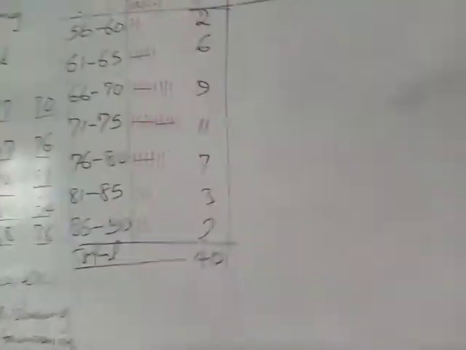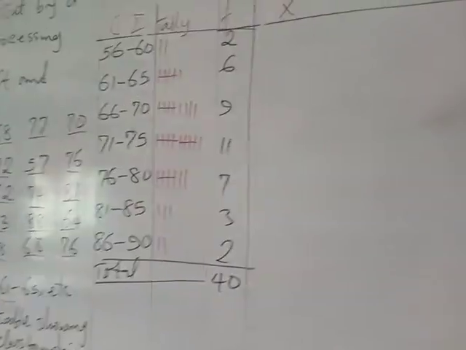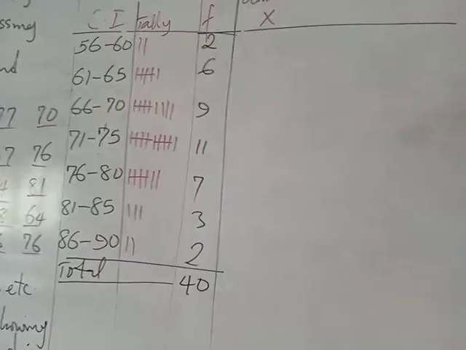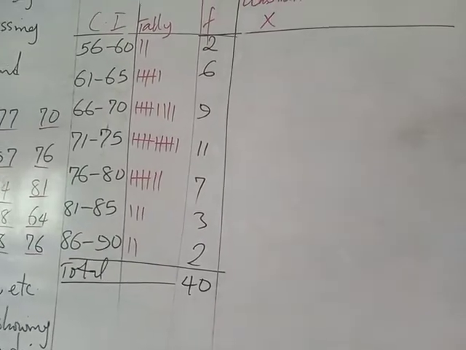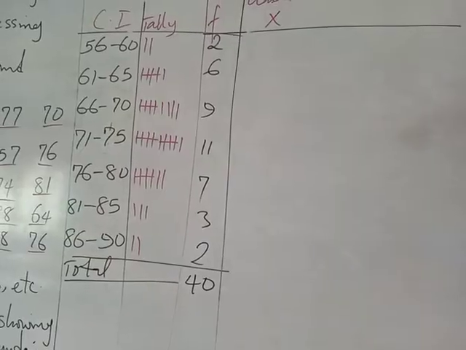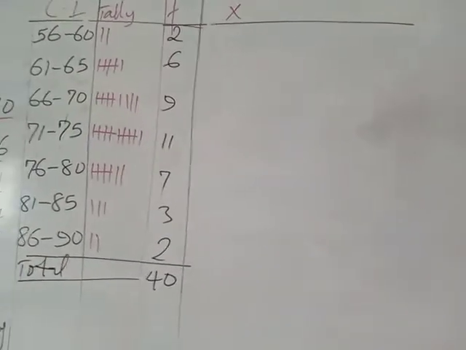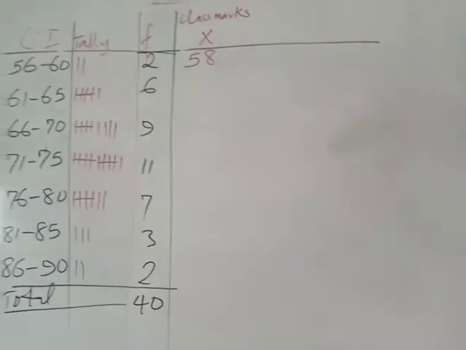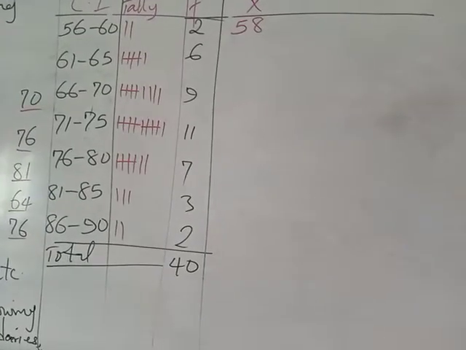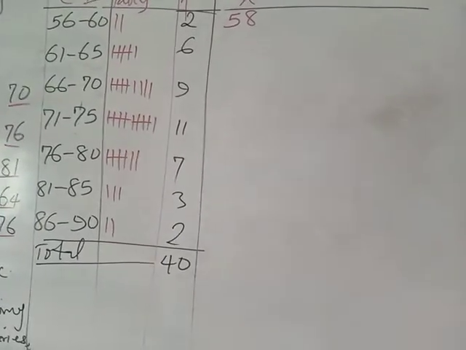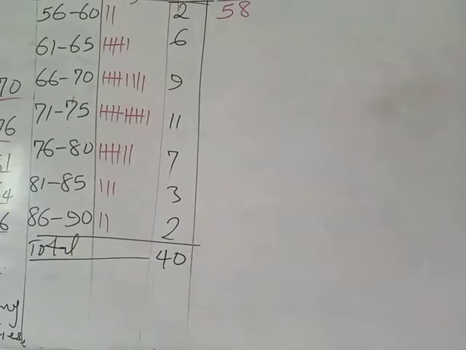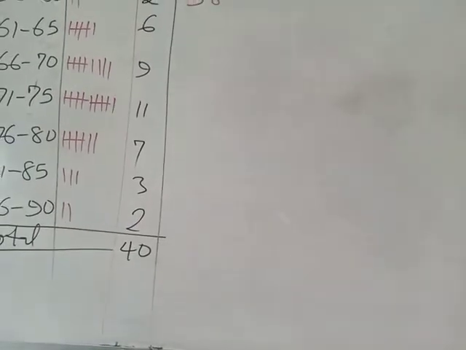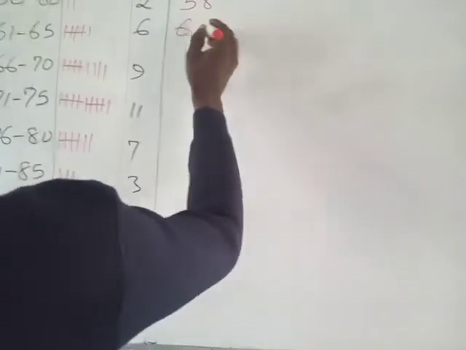So let's add it, like 56 plus 60. We are going to have 116, and when you divide it by 2, you are going to have 58. Okay, so here we have 58. When you add 61 and 65, you are going to have 126, and when you divide it by 2, your answer will be 63. So you are going to have 63.